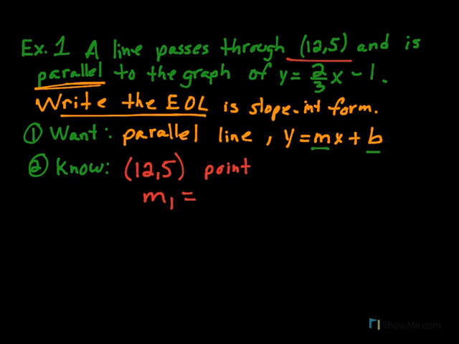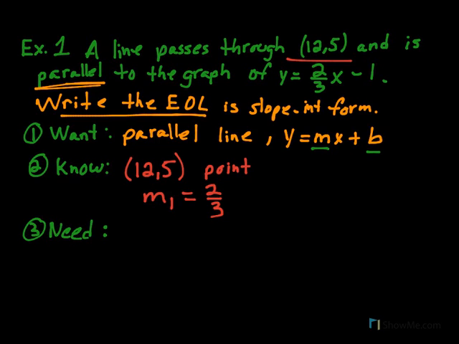Unbelievable. All right, so the slope of the first equation is 2 over 3. So hopefully we know that. That's what we know. Okay, so now number 3 is, what do we need? All right, so we need to put together what we want with what we know. So what do we want? We want the equation of a line.